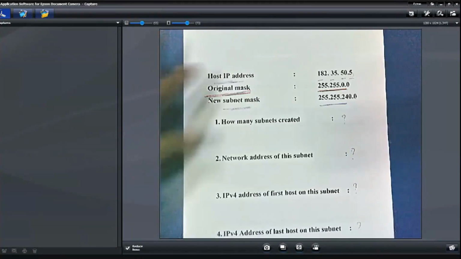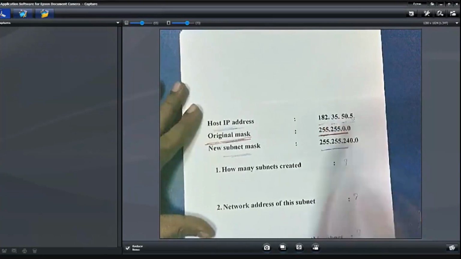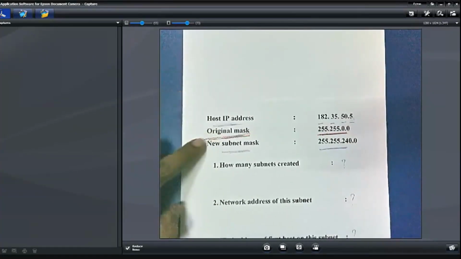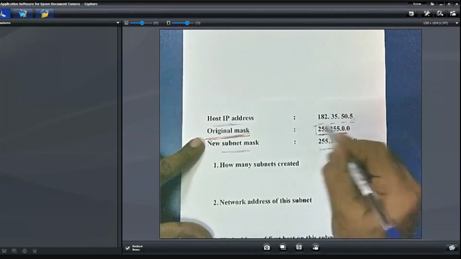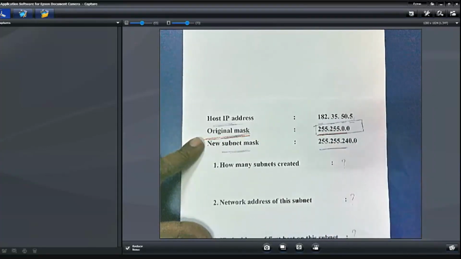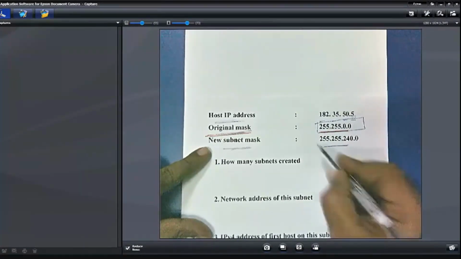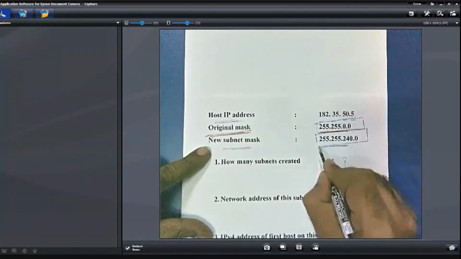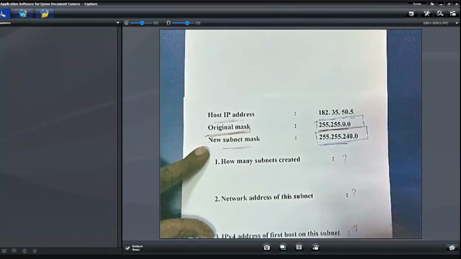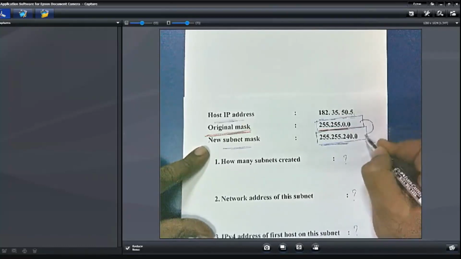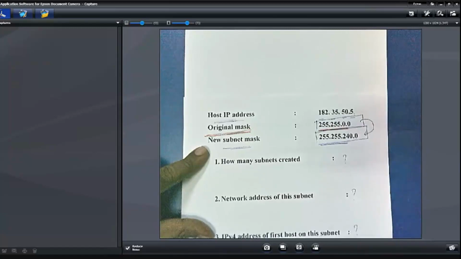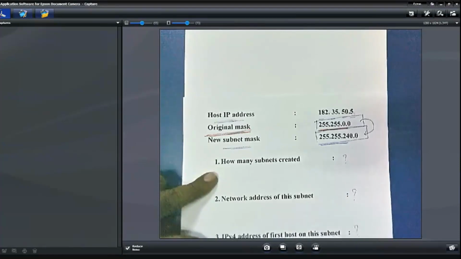Now you see, this is your IP address. Keep this IP address with you. This is the original subnet mask. Original subnet mask means before subnetting. Now the new subnet mask, or custom subnet mask. Custom means after subnetting. After subnetting, this becomes like this. It becomes 240. Now what we have to do? We have to find how many subnets are created.